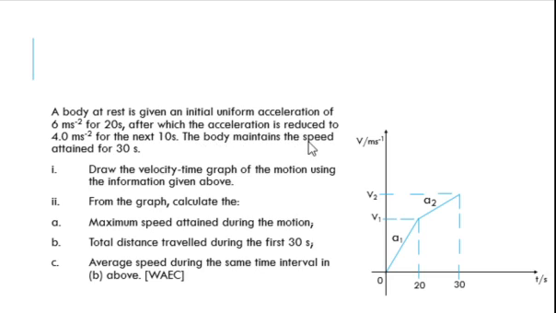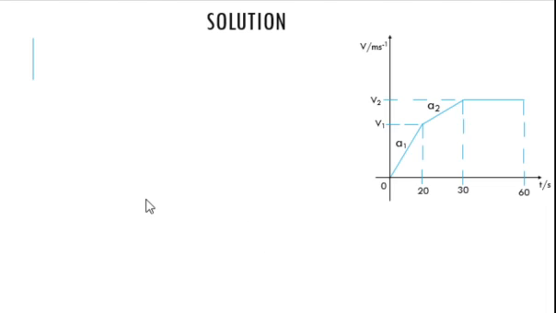The body maintained the speed for the next 30 seconds. So we have a horizontal line there. 30 plus 30, that will give me 60. So I have sketched the graph required, the velocity-time graph for this motion. Now from the graph, let's start to calculate.